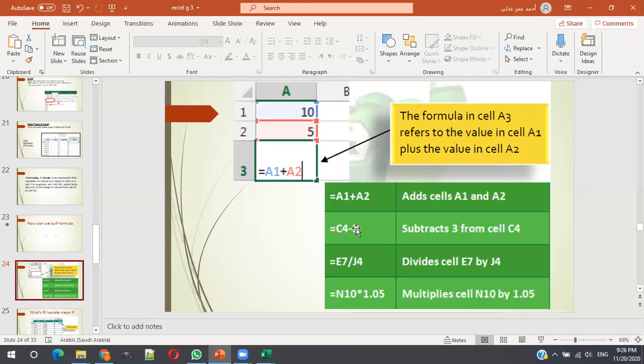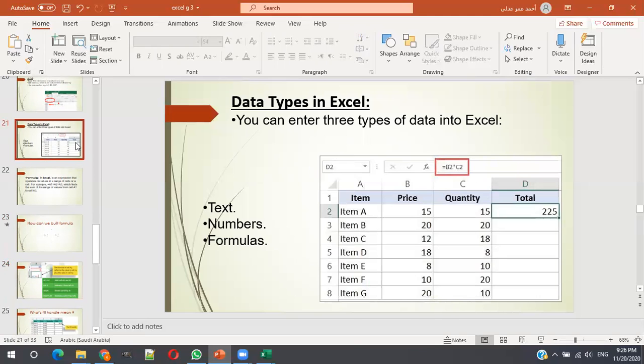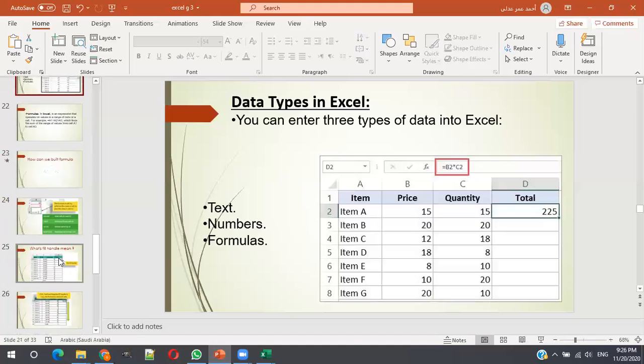Okay. Here we can make subtract: equal C4 minus 3. Equal C4 minus C5. Equal E7 divided by J4. Equal N10 multiply 1.05. It's called a formula. Data types in Excel: text, number, formula. Yes.